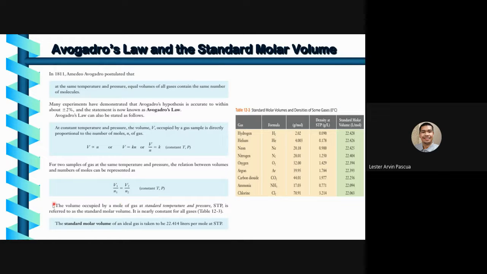And then your standard molar volume, okay? So hindi siya nasama sa STP, pero pag sinabing standard molar volume, that's known already to be 22.414 liters per mole at STP. Okay? So kapag you have STP conditions, standard temperature and pressure, agad-agad alam mo na your ideal gas will have a molar volume of 22.414 liters per mole. Okay? Agad-agad yun.